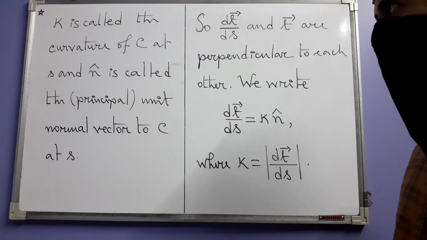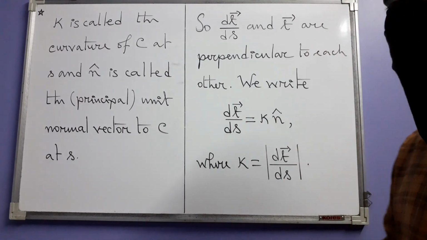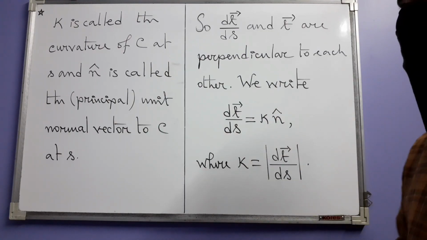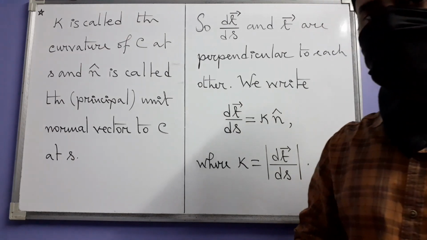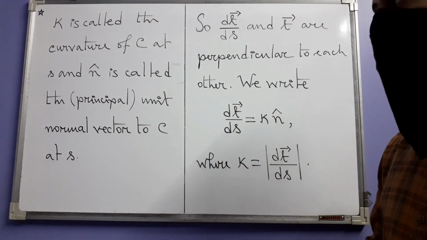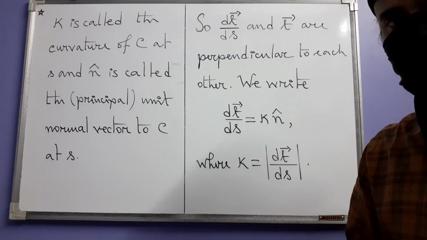And there is one more thing which the author did not immediately mention in the text, but he mentioned in one of the examples: just like kappa is called the curvature of C at s, its reciprocal is called the radius of curvature.